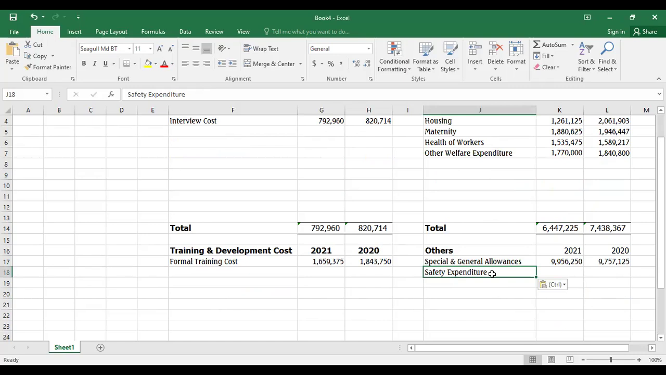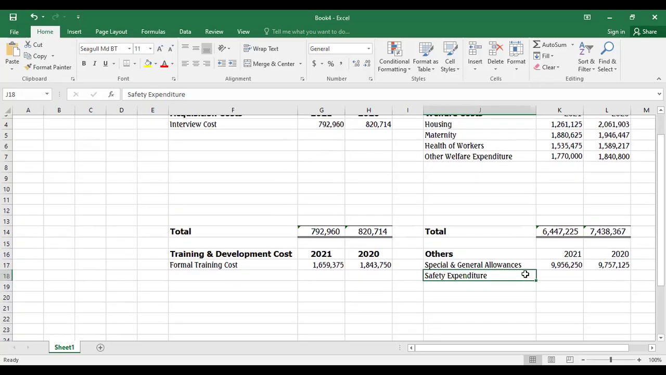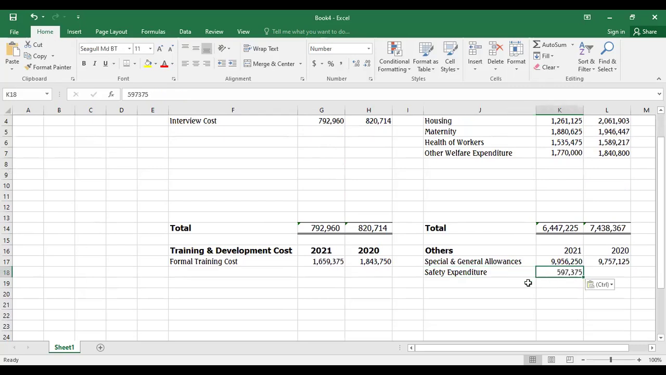Safety of workers is clear. So to put it there, safety. And how much are we talking about here? Safety. Okay, we have 59. Yes, followed by this 618. Yes. Then we are moving fast now.